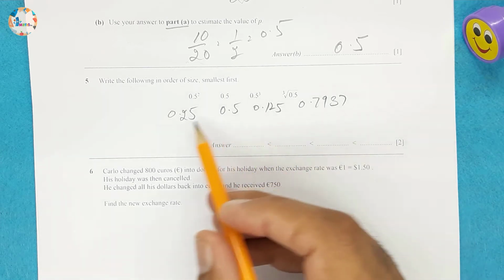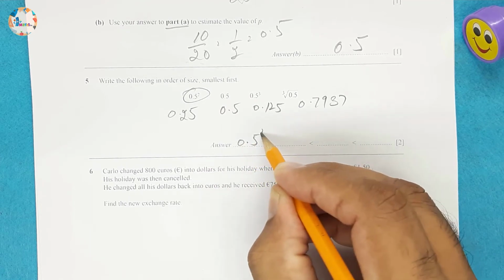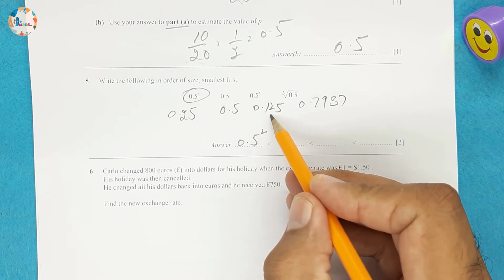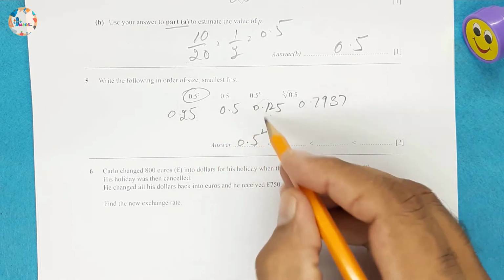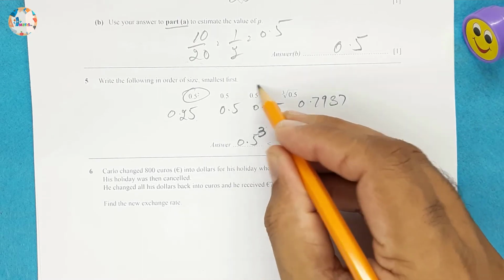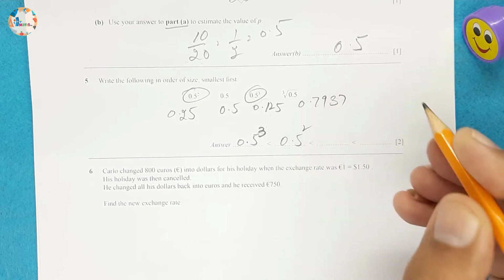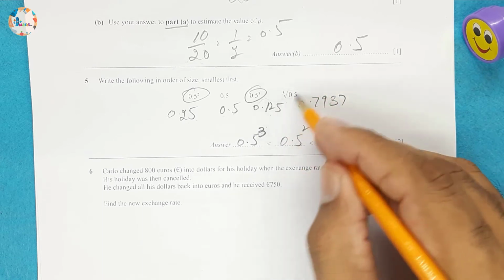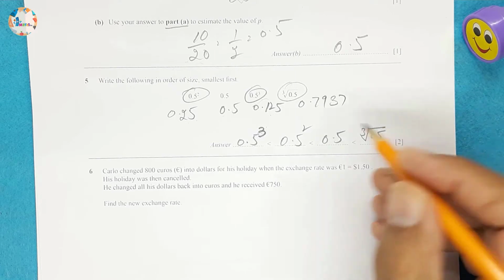So the smallest one will be this one. So 0.5 cubed will be the smallest one. Then after that, next will be 0.5 squared, and then we will get 0.5, which is this one, and the last will be the cube root of 0.5. This is our answer.